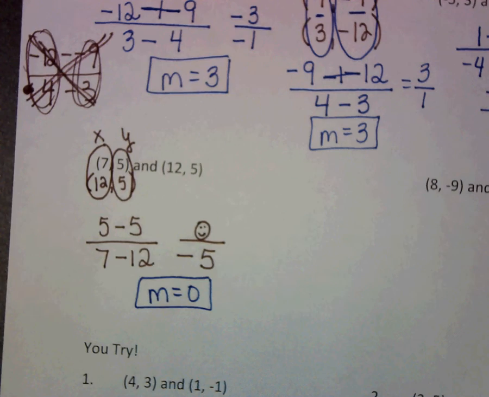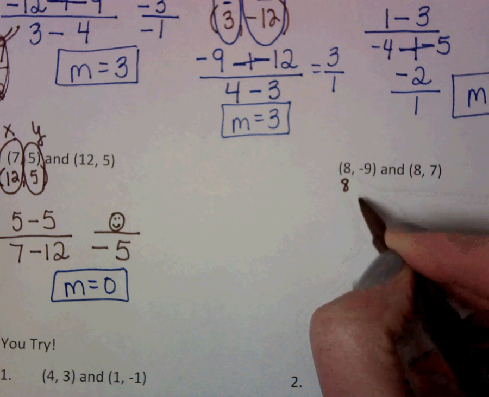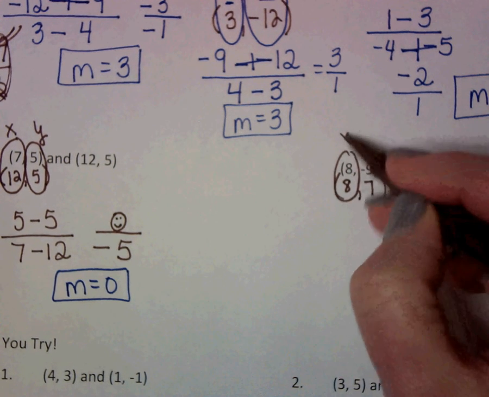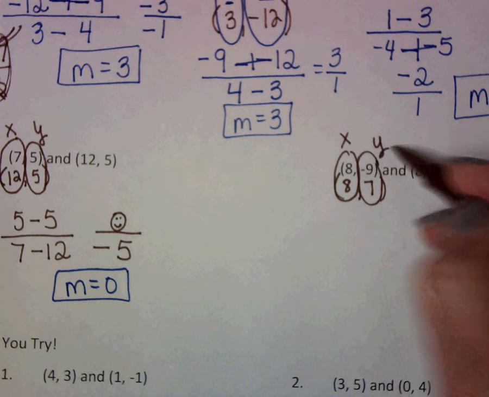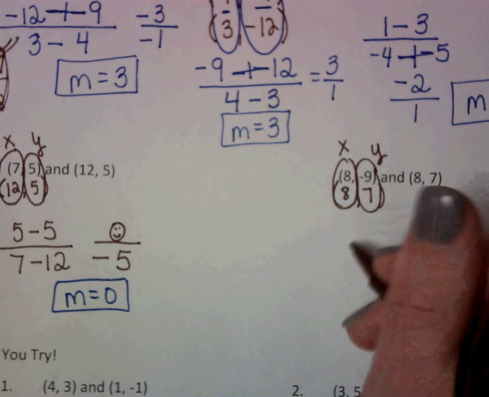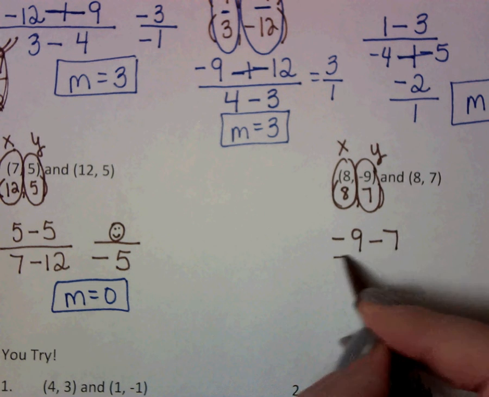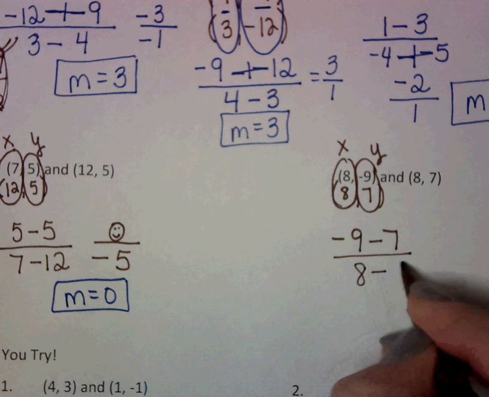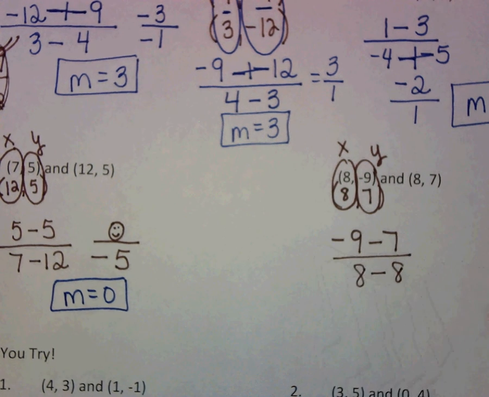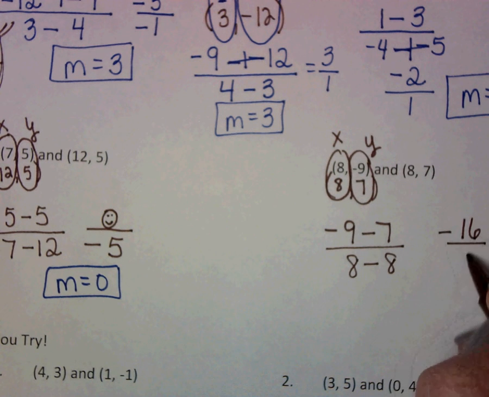Okay, here's the next one. Same thing, choose how you want. I'm starting to kind of like this way again, just because it helps me make sure that my x's are together and my y's are together. But you can think of it the other way too and label it x1, y1. So we're going to say negative 9 minus 7 over 8 minus 8. If you need to calculate this with your calculator, do it to make sure you get it right. This would be negative 16 over 0.